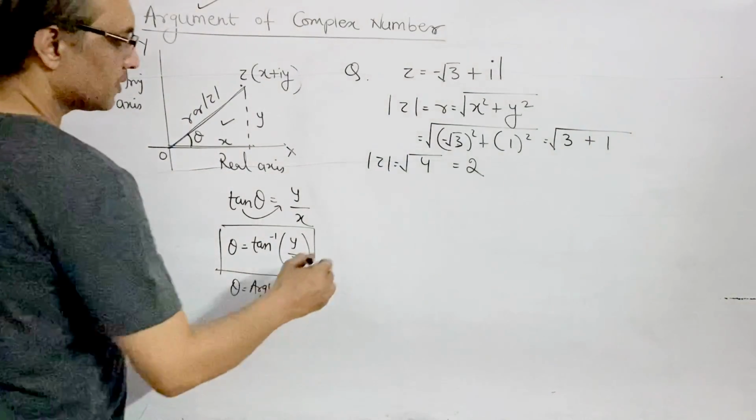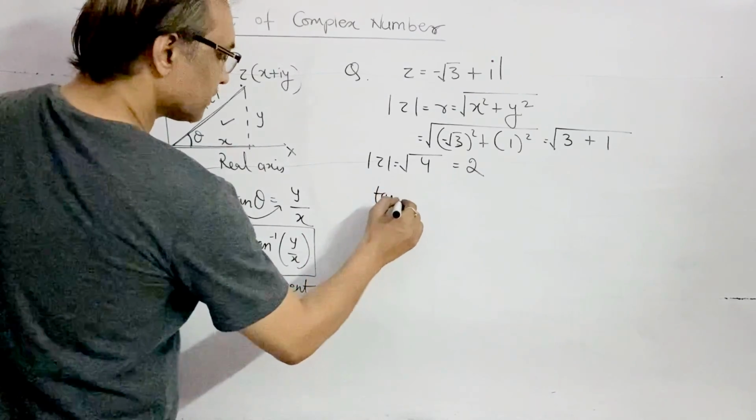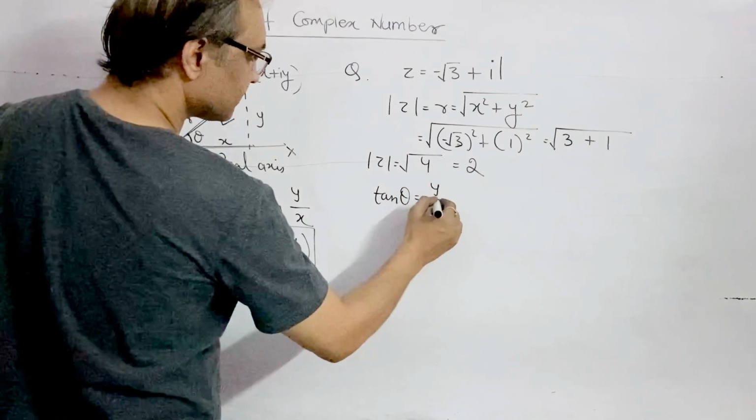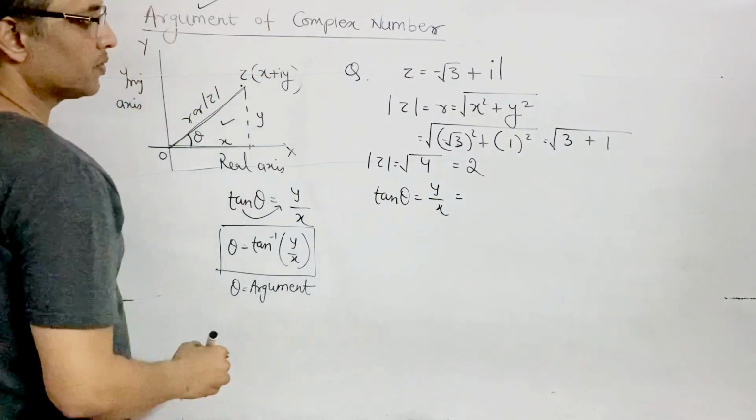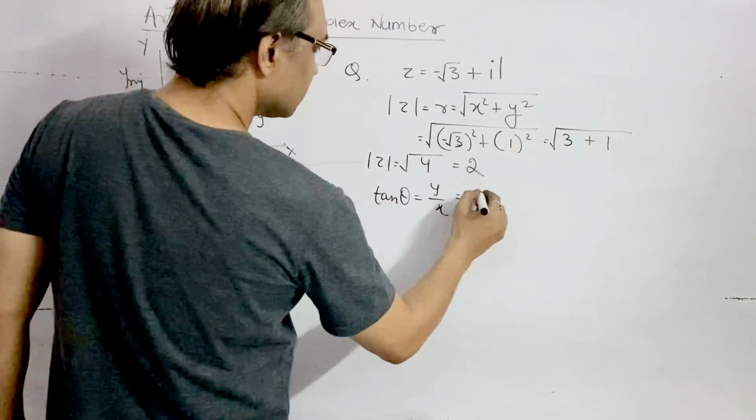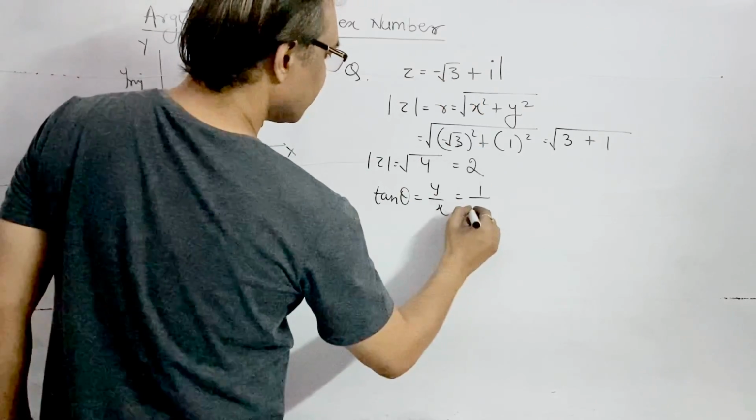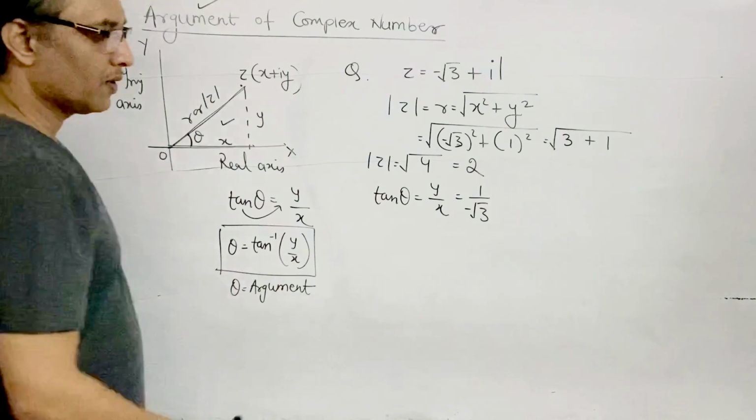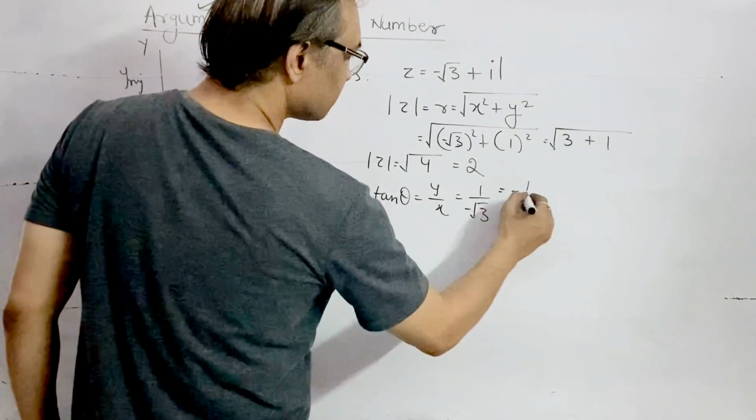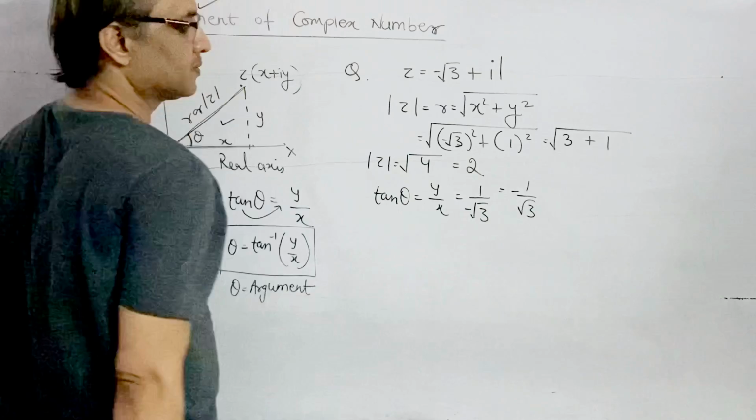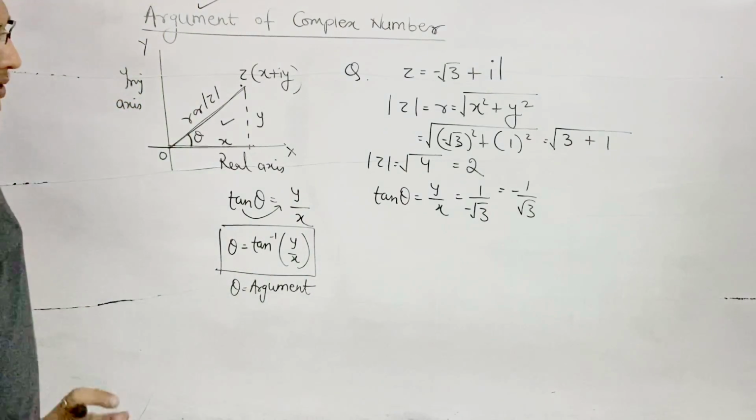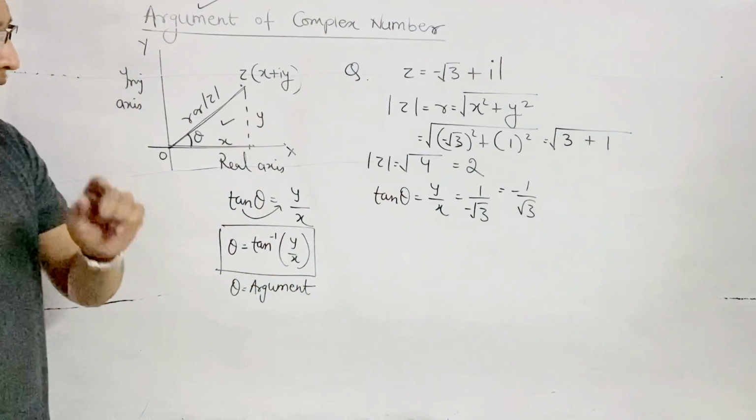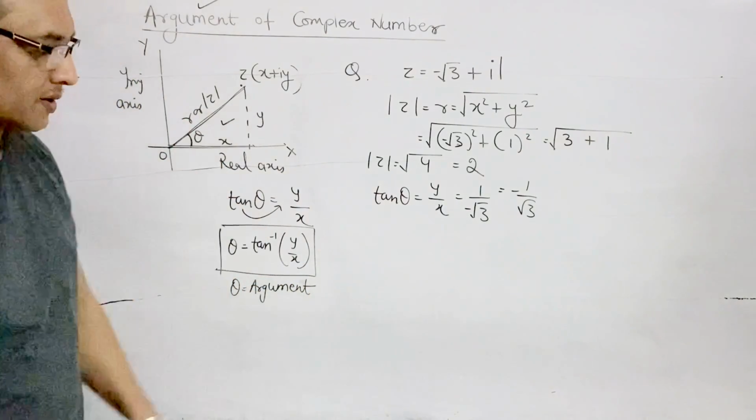Now we want to find the argument. For that we'll use tan theta equal to y upon x. Value of y is 1. Value of x is minus root 3. So we've got the value of tan theta. 1 upon minus root 3, that is minus 1 upon root 3. So we've got tan theta, but it is coming negative. Whenever tan theta is negative, we have to find the value of tan alpha.